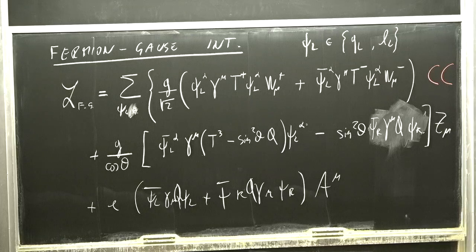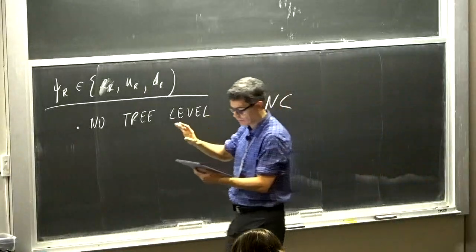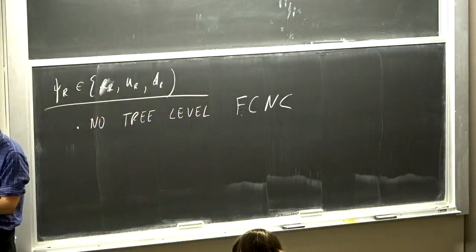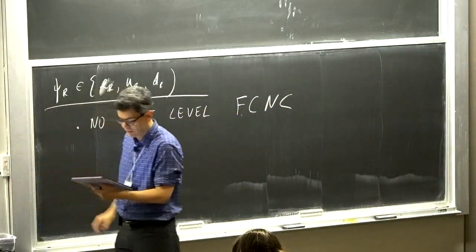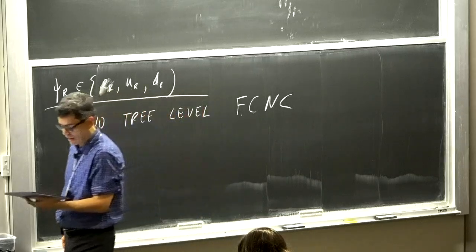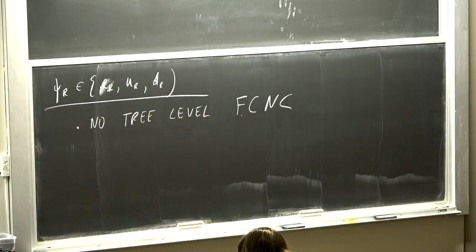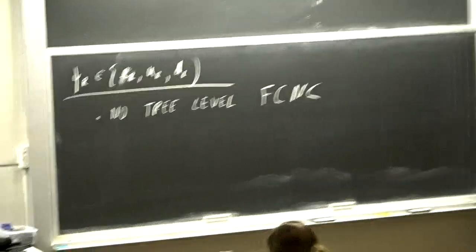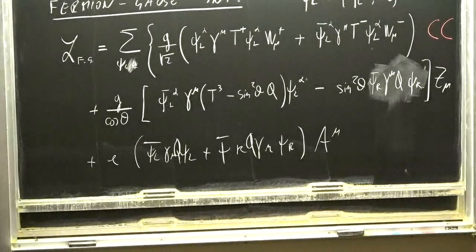No 3-level FCNC means flavor-changing neutral current. The neutral currents are all flavor diagonal, and we also learned that the Higgs coupling neutral currents are diagonal. Let's now look at the charged current. So the charged current, first let's look at the leptons.